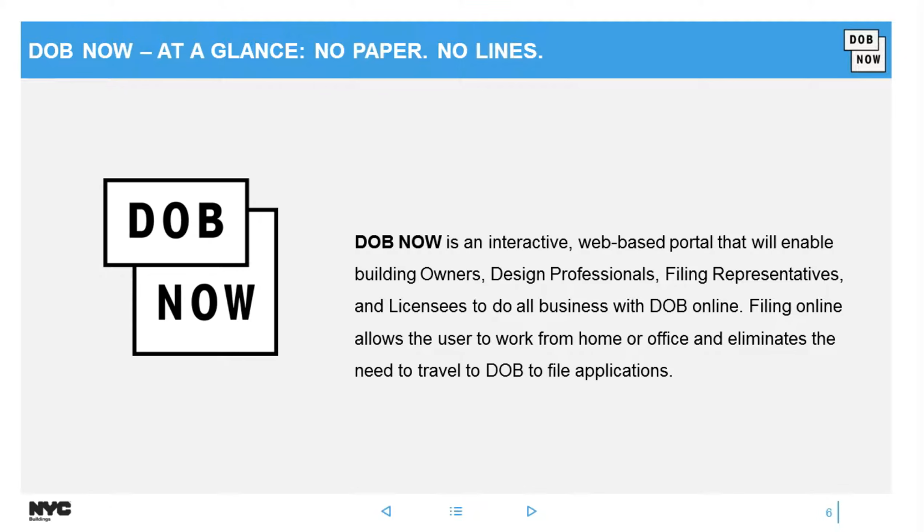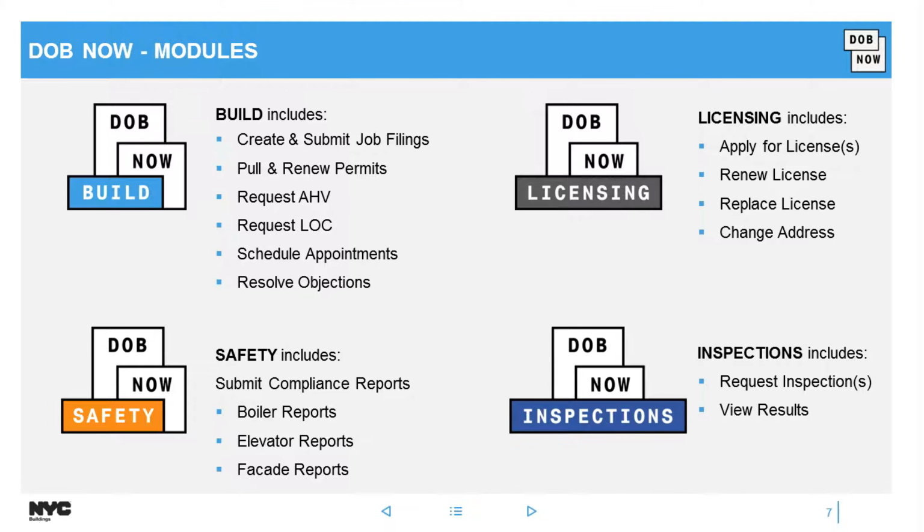So what is DOB Now? DOB Now is an interactive web-based portal that enables building owners, design professionals, filing reps, and licensees to do business with DOB online. The biggest benefit is that you don't have to come down to DOB anymore, and you can file at any time at your convenience. We have 4 modules in DOB Now: DOB Now Build, which we will be focusing on today, and DOB Now Licensing, Safety, and Inspections.